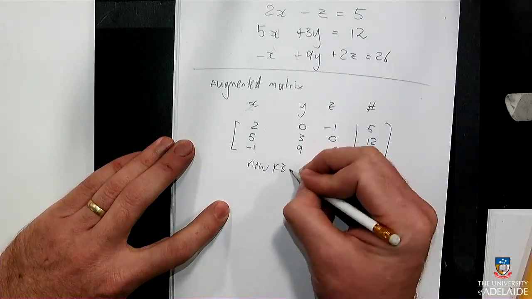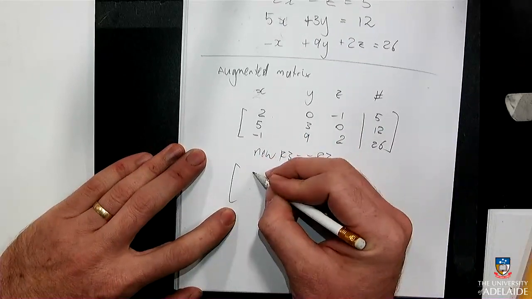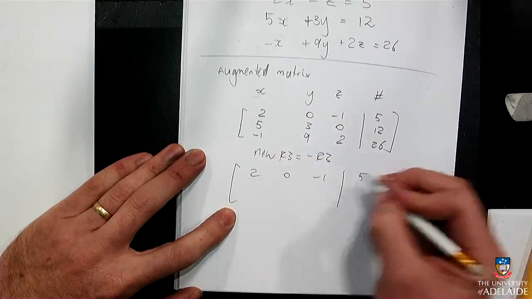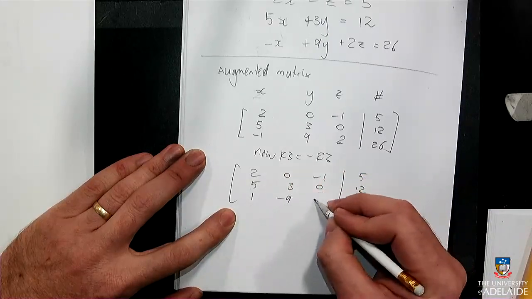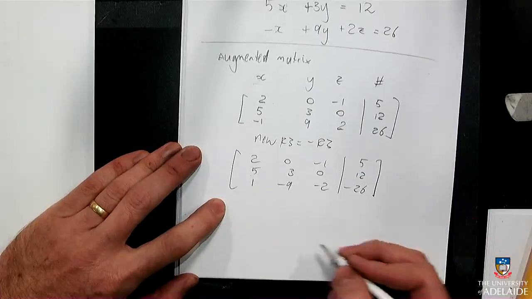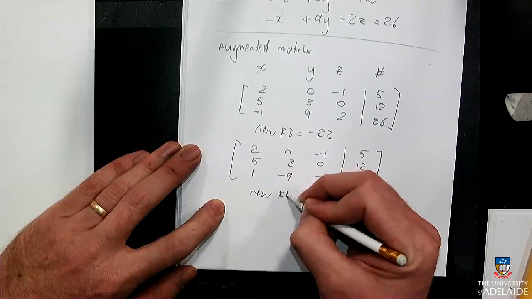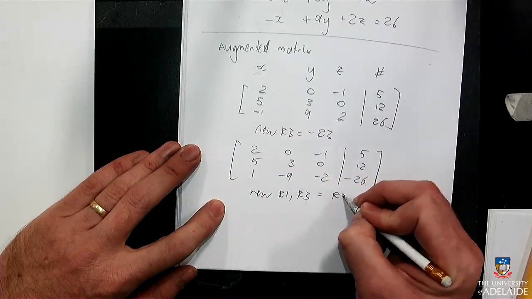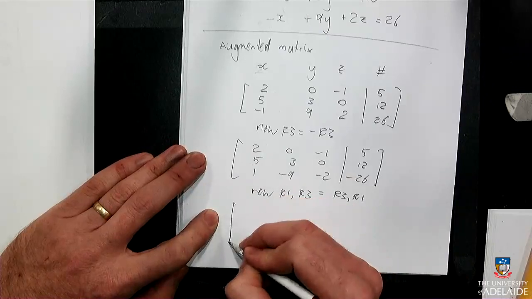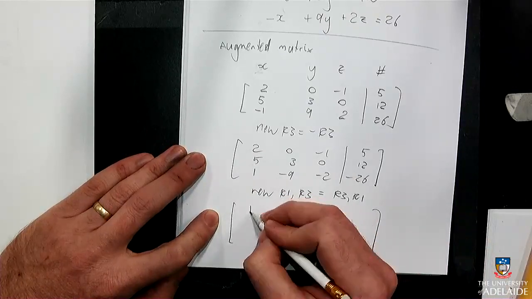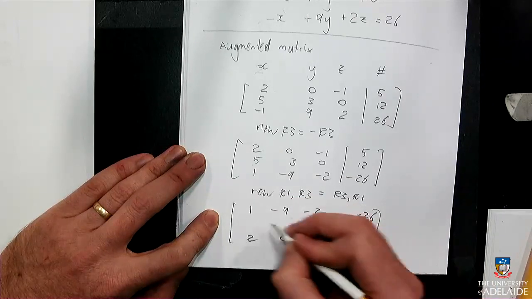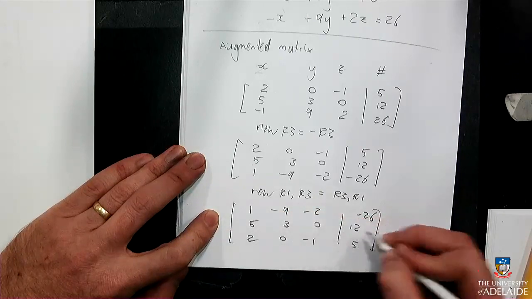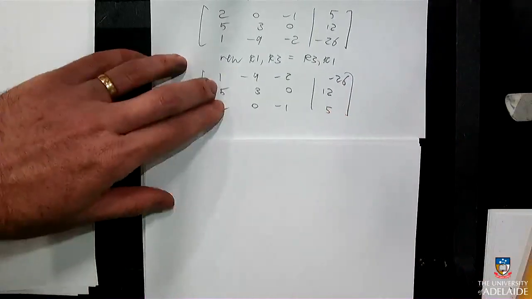My new row 3 is minus row 3. Didn't change this row. Didn't change this row. I did change this row. And now my new row 1 and row 3 will be my old row 3 and row 1. I'll switch them around. So that was from my row 3. That was from my row 1, and I didn't change row 2. Now I will make zeros in these positions here.